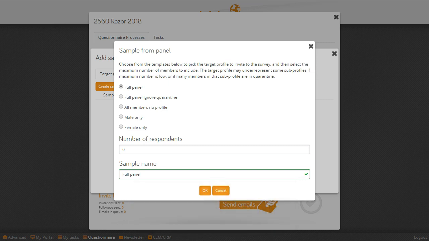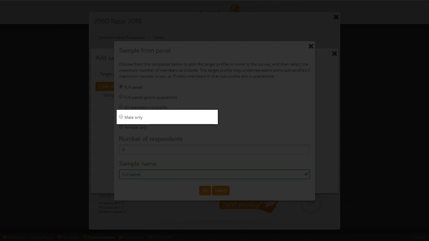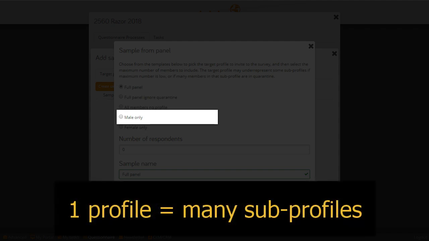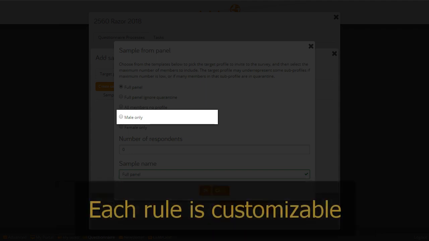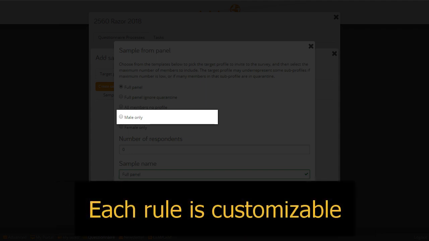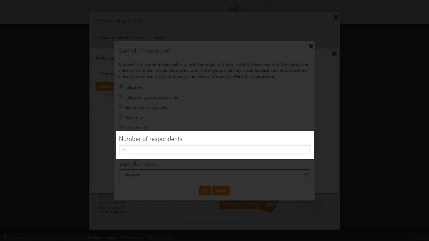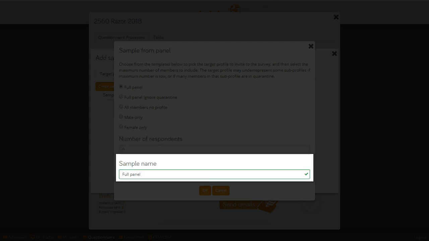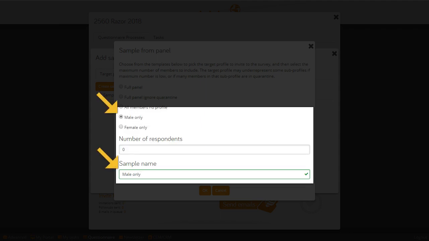To sample from our panel, we require 3 pieces of information. First, we need to pick from the various profiles. A sample profile is a list of rules that is used to match members in the panel, and in a specific percentage amount. For example, in our male-only sample profile, we may also have specified that 20% is young, 40% middle-aged, and the last 40% are old. Second, we have the amount of people we wish to sample. And lastly, we have the name of the sample, which by default is the same name as the profile.